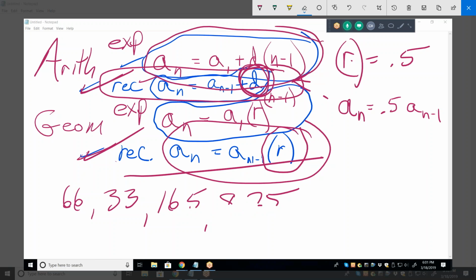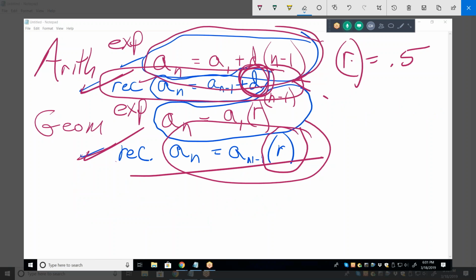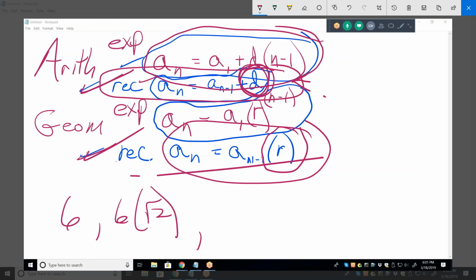Okay, what else you got? Okay. 6 and 6 times the square root of 2, and 12. Or no. It's just 6 times the square root of 2. That's my bad. And then 12. And then 12 times the square root of 2. What kind of sequence is this?